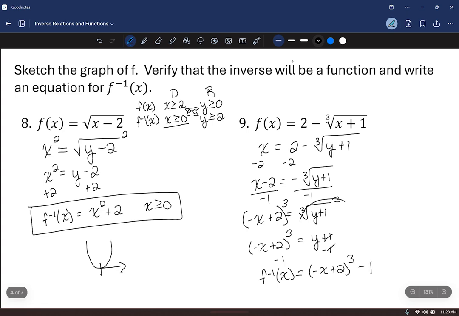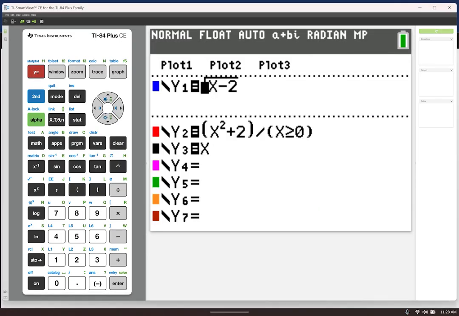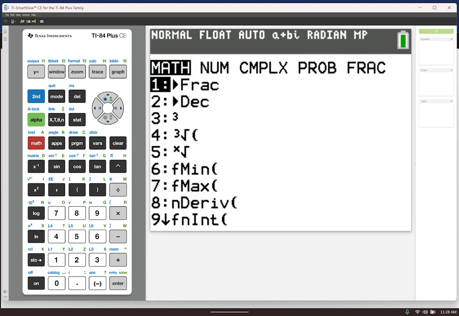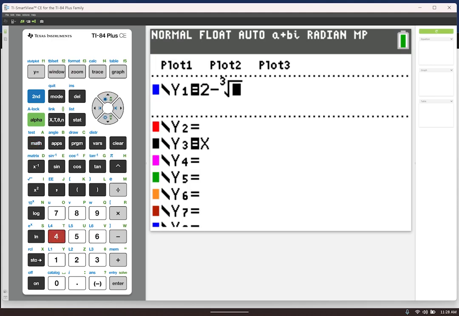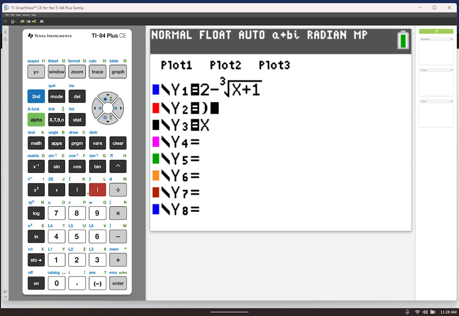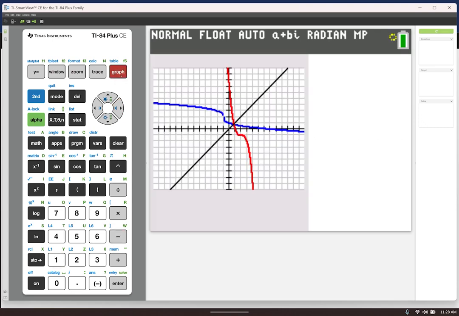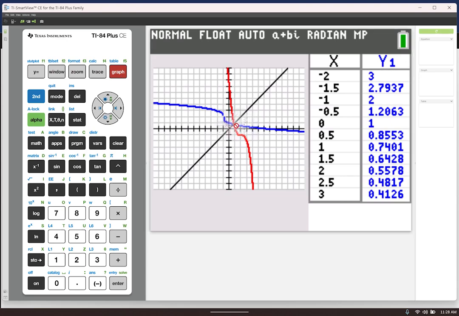Now we're going to go ahead and graph these. Remember, I told you that these cubic functions, they don't have any restrictions. So let's go ahead and take out these and put in your original. So you had 2 minus the cubed root of x plus 1. And then you have your inverse, which is negative x plus 2 to the third power minus 1. And then your mirror, of course, which is the y equals x. All right, so if you look at this, right where my 2 cross, my original and my inverse, that mirror goes right through there. So it's looking pretty good.